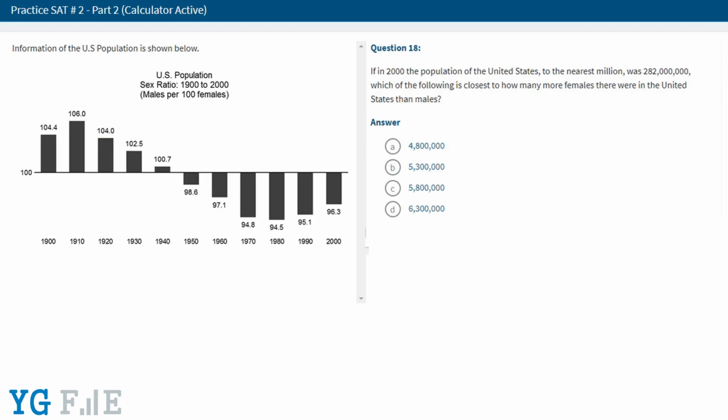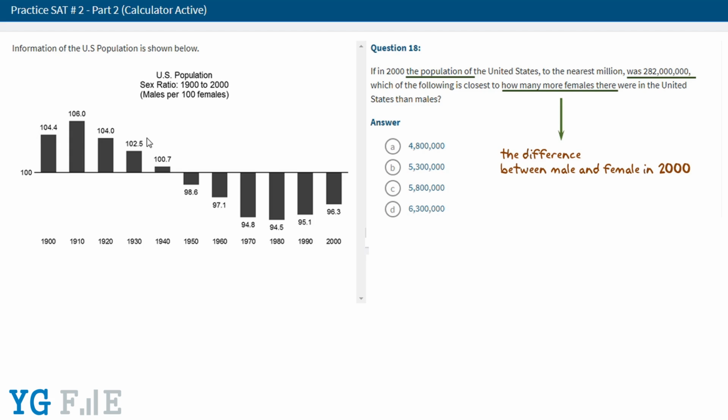The second question: if in 2000 the population of the United States to the nearest million was 282 million, which of the following is closest to how many more females there were in the United States than males? We want to calculate how many more females than males in 2000. In other words, we are asking to calculate the difference between female and male in 2000.